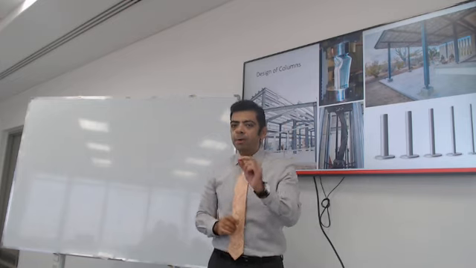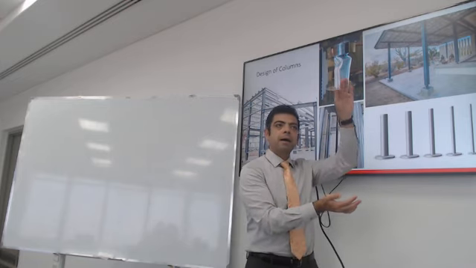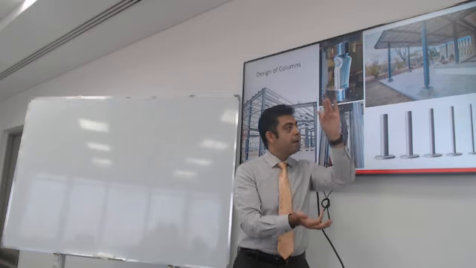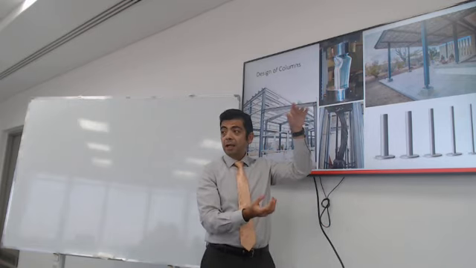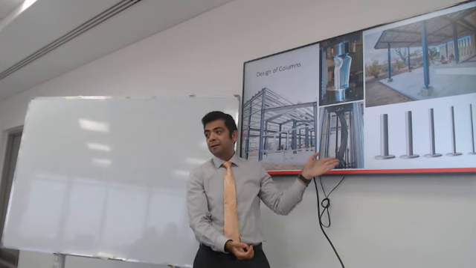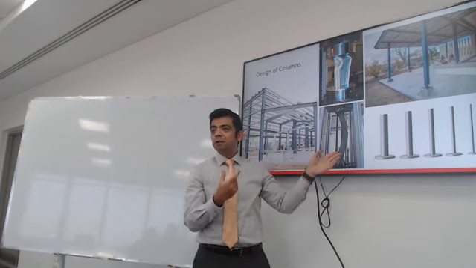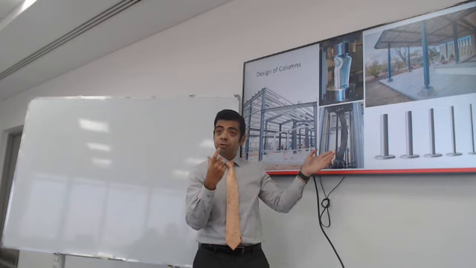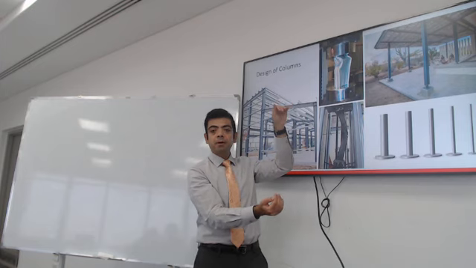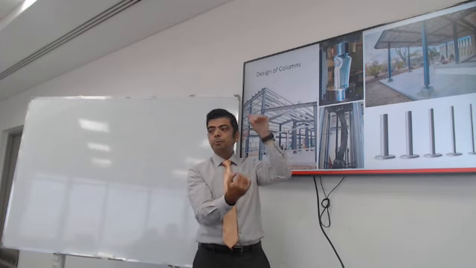Buckling is a phenomenon only present in members under compression. A member under compression, if it's too long, could buckle. It could deflect like that. So even though the material has not reached its strength, because of the length of the column, the column could buckle.